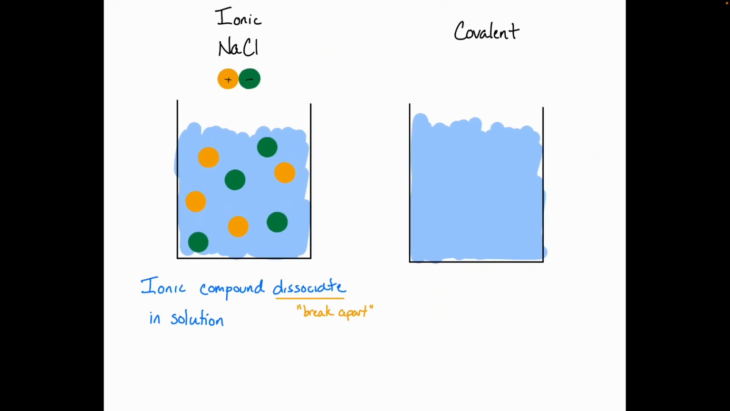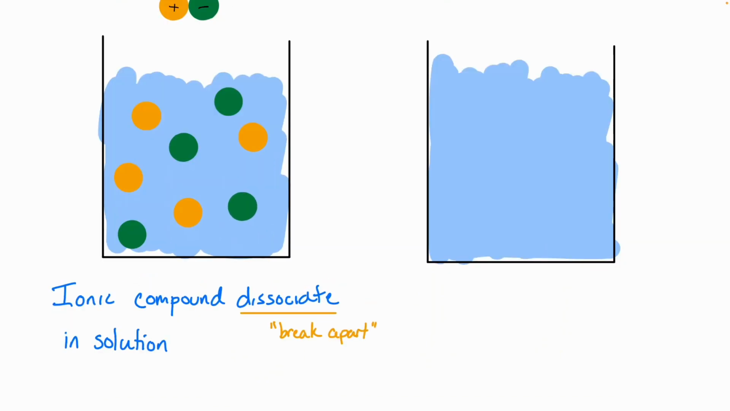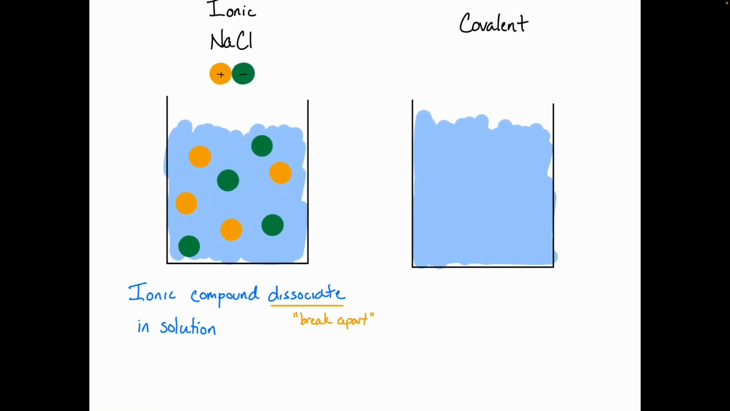Okay, so these sodium ions and these chloride ions, at first they're stuck to one another, but they're bound together. When you take an ionic compound and you put it into solution, it actually breaks apart into these two constituent ions here. So now the positive ions are floating around separately from the negatively charged ions.